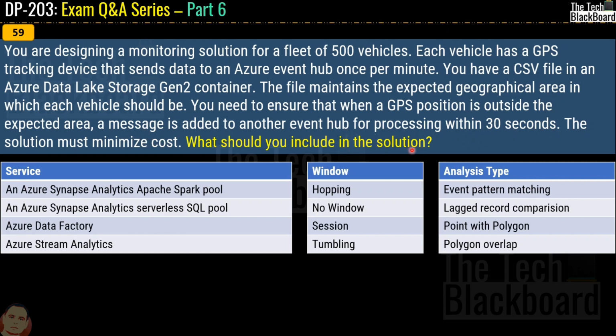And here, my friends, as you can see, you have to answer on 3 levels. The first one is service. Then we have the windowing option, and then the last one is analysis type. So let's check out the correct answer. The correct answer for the service option is Azure Stream Analytics. Then the correct answer for the windowing is hopping, and the analysis type should be point with polygon.